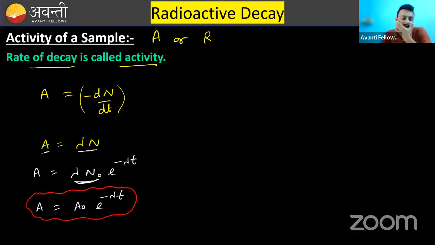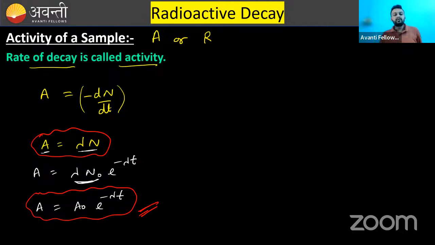This is another very simple term. A is equals to A naught e raised to the power minus lambda t. Same relation, N and A both have same relations. So two formulas that you should remember. One is A is equals to lambda N. Another is this one.